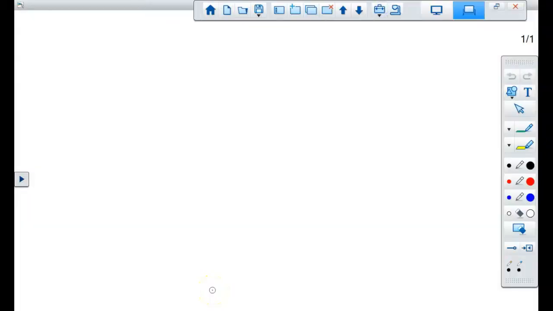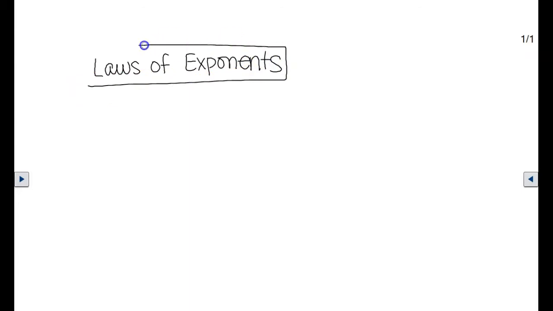All right, folks, yesterday we started reviewing the laws of exponents, and we're going to continue with that today. Now, the first thing we did is we reviewed just a little bit of basic information about exponents.